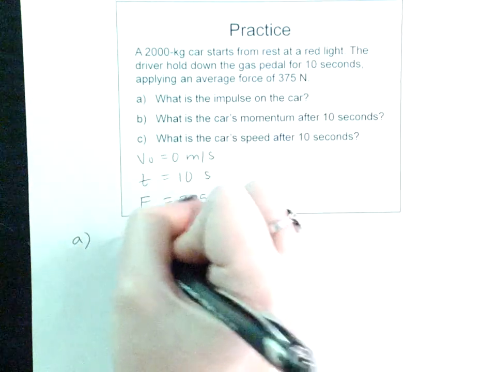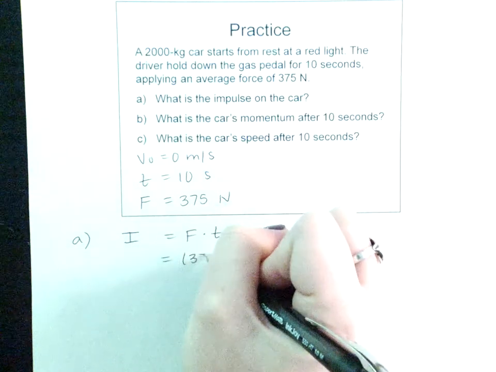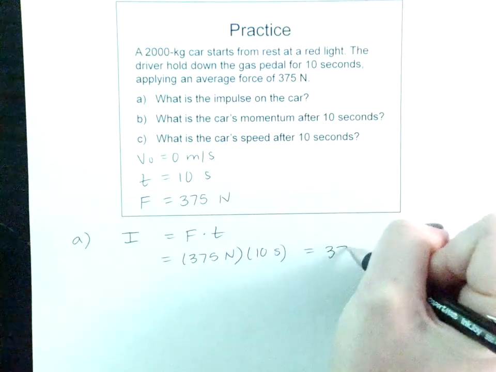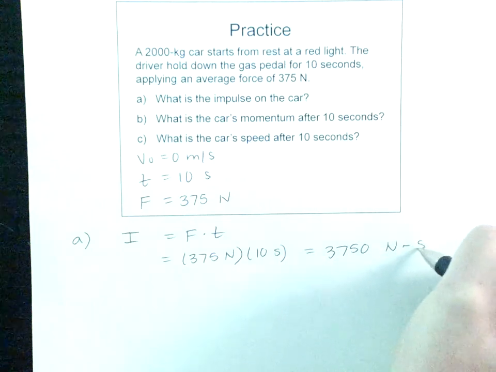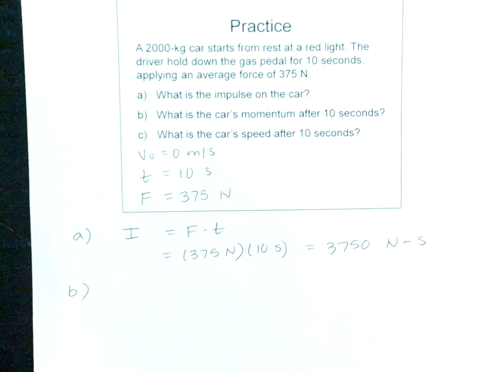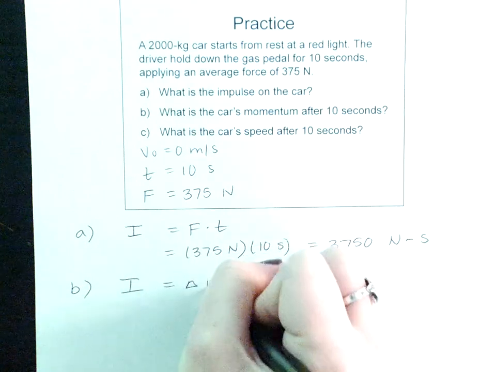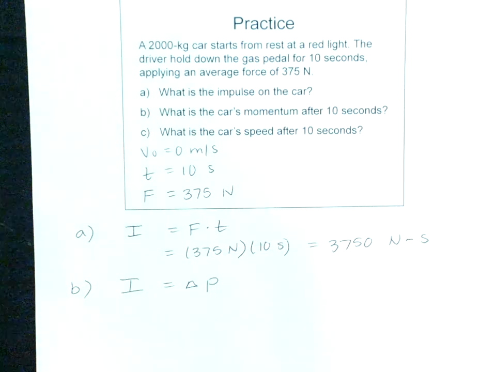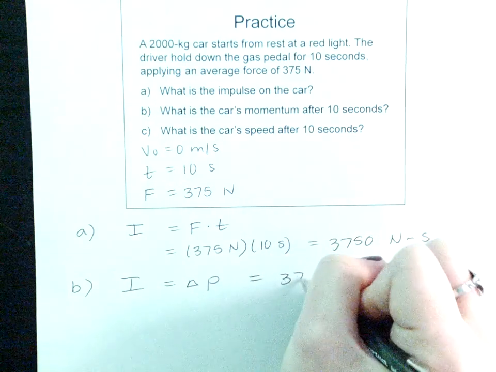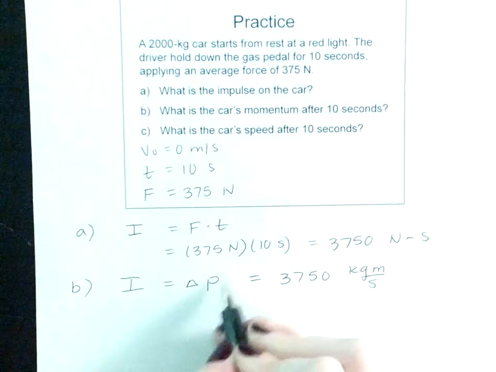So A, we are solving for impulse. Well, impulse is equal to force times time. So let's just multiply those two numbers together. 375 times 10 and you get 3,750 newton seconds. What is the car's momentum after 10 seconds? Well, we also know from the impulse momentum theorem that impulse is equal to the change in momentum. So we know that momentum is also equal to 3,750, but now kilogram meters per second. We want to make sure our units align for what we're solving for.